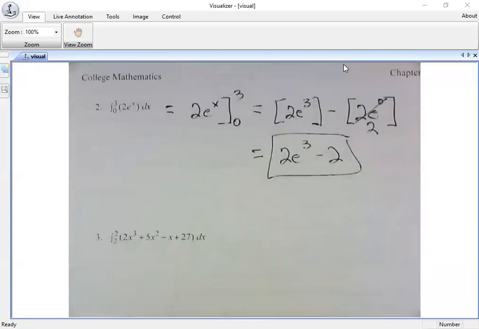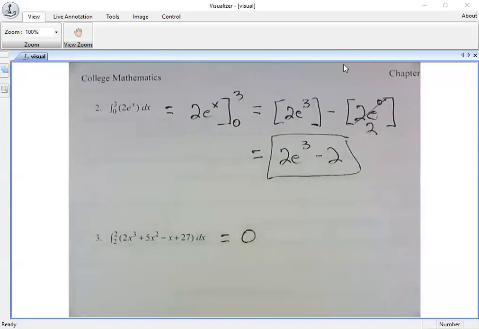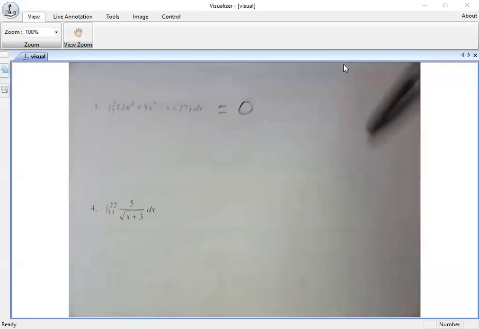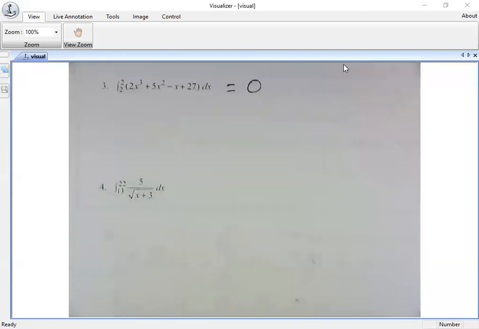Okay, I heard an ooh. Did somebody get excited about number 3? It's 0. That's the one you were looking for, right? Okay. It's 0, and it's because our limits of integration are the same for our upper and lower boundaries. Okay, number 4. What should we do here?